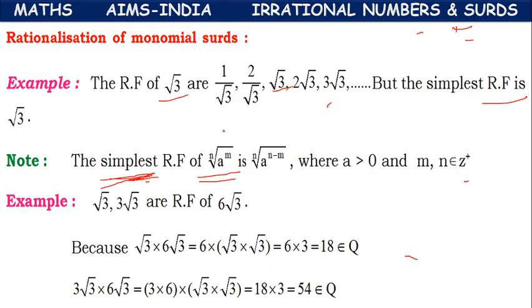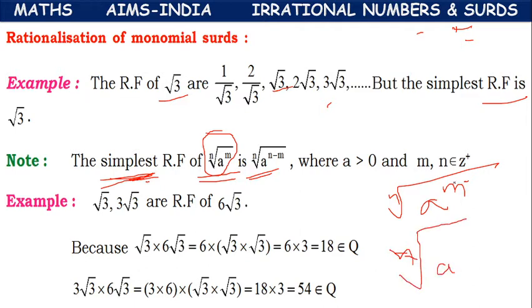The simplest rationalizing factor of nth root of a power m. What is the rationalizing factor? It means nth root of a power n minus m. This is the given term, and this is the rationalizing factor of the given term.